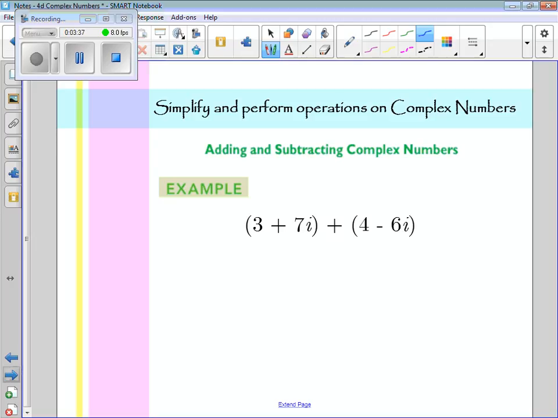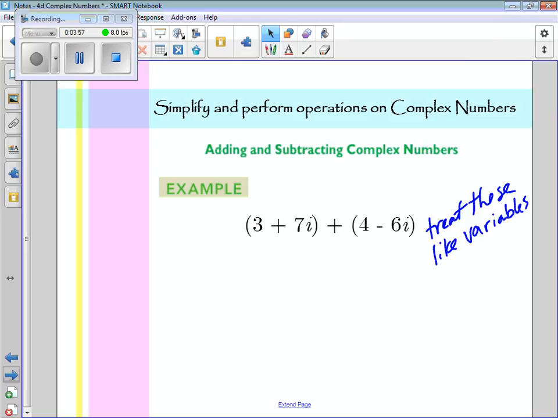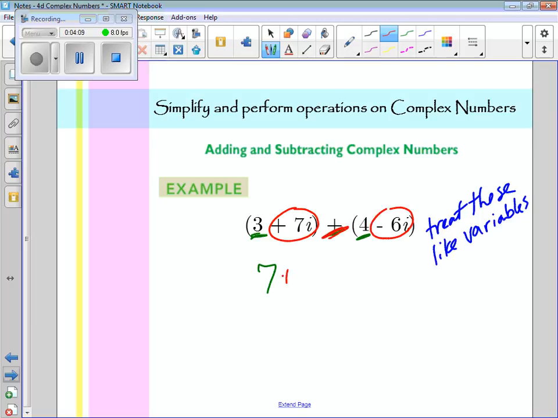So with adding and subtracting complex numbers, it's very, very similar. Just treat it like it's variables. Treat these problems like you do with variables with adding and subtracting. So get your like terms together. So we're adding here. So add 3 plus 4 is 7. Positive 7i plus negative 6i is a positive 1i. And that would be your final answer.